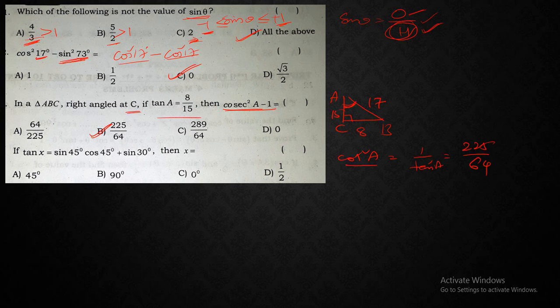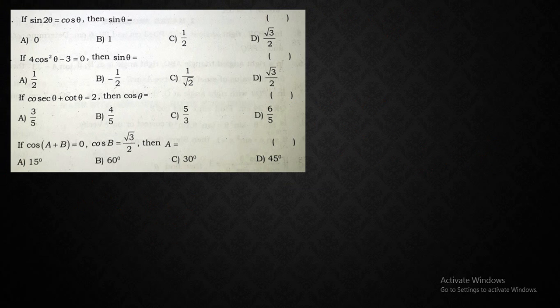Next, tan x is equal to sin 45 into cos 45 plus sin 30. Sin 45 is 1 by root 2, cos 45 is 1 by root 2. So 1 by root 2 into 1 by root 2 is 1 by 2, plus sin 30 is 1 by 2. So 1 by 2 plus 1 by 2 is 1. That means tan x is equal to 1. Now what is he asking? X value. So at what value of x will this tan become equal to 1? It is possible only at x equal to 45 degrees. Hence option A.